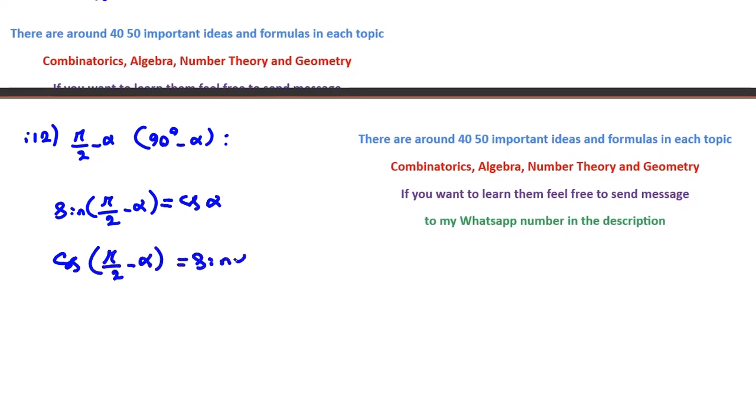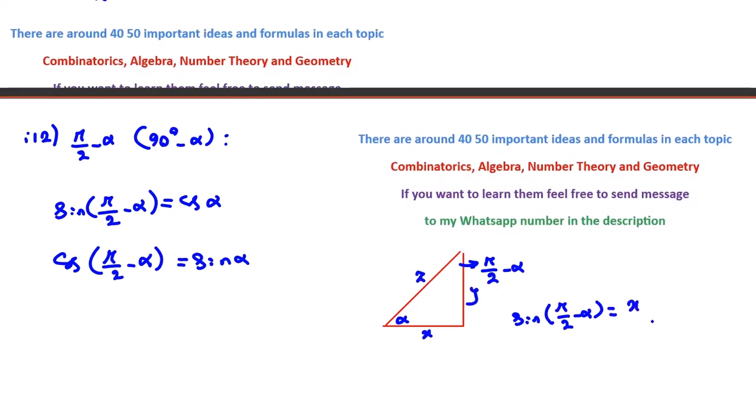You can also use a triangle. We know sine is opposite over hypotenuse. So for example, if it's alpha, the other angle is pi over 2 minus alpha. So what is sine of pi over 2 minus alpha? For example, in triangle x, y, z, it is opposite over hypotenuse. So x is opposite to pi over 2 minus alpha and adjacent to alpha, so it's cos alpha. Okay, so cosine is this.